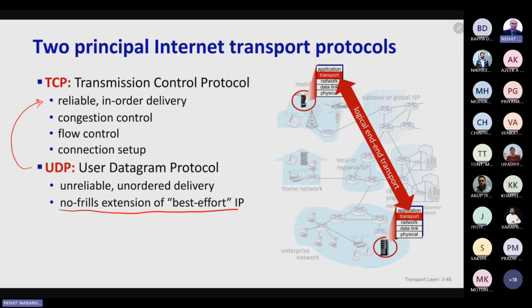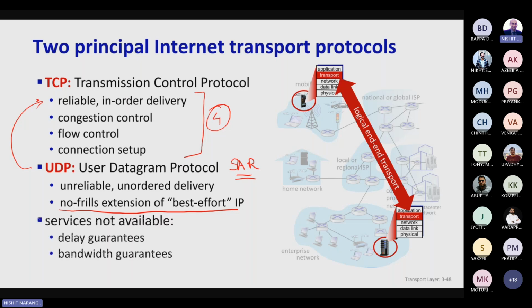But even then, the bare minimum functions that we talked of, which are segmentation and reassembly of application layer messages, and multiplexing and demultiplexing of multiple higher layer applications onto the transport layer, are still functions that UDP provides. It just doesn't have any of these four additional functions that TCP provides. UDP doesn't have these functions. Okay, so that is why we call it a no-frills extension of the best effort IP protocol.